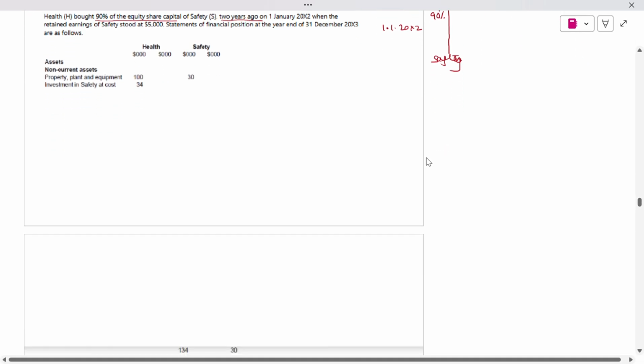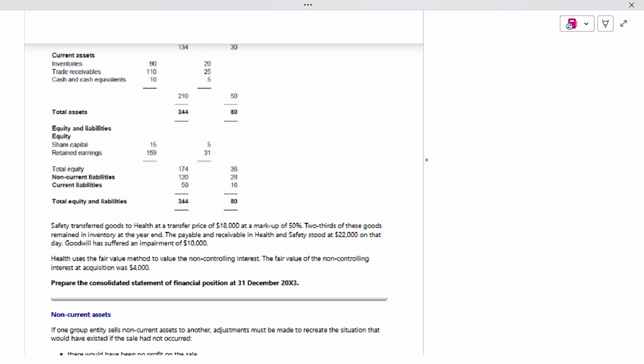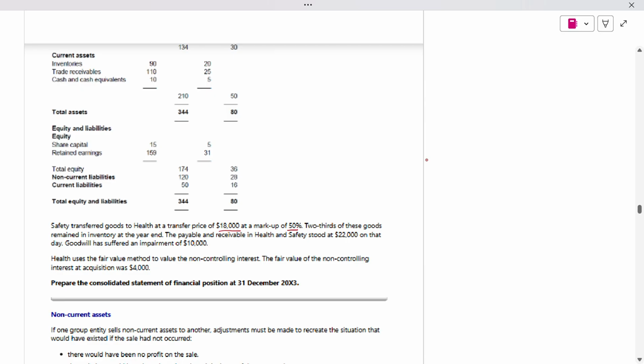Now, what they are asking us: safety transferred goods to health. What is the transfer price? 18,000. What is the markup? 50%. 2/3 of these goods remain inventory, unsold at the year end. The payables and receivables stood at 22,000 on that day. Goodwill has an impairment of 10,000. Health uses the fair value method to value NCI. The fair value of NCI is 4,000. Prepare the consolidated statement of profit and loss and financial position.